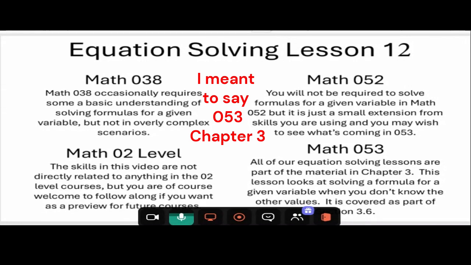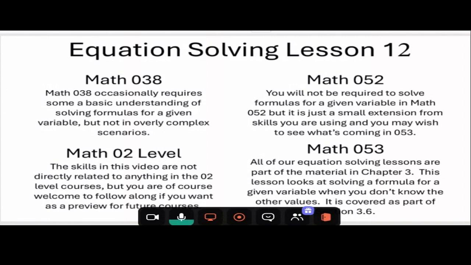And as I have been saying, the second lessons in each of our classes, at least for the last few weeks, are really focused on the 053 material, and I've been making the first lessons things that also apply for 038 and 052. So in this lesson, you will not be required to do much, if any, of this kind of manipulation in 038 or 052. Maybe just something really basic. And Math 02 students, this is well beyond anything that you are going to see for any time soon, at least till you get to 053.